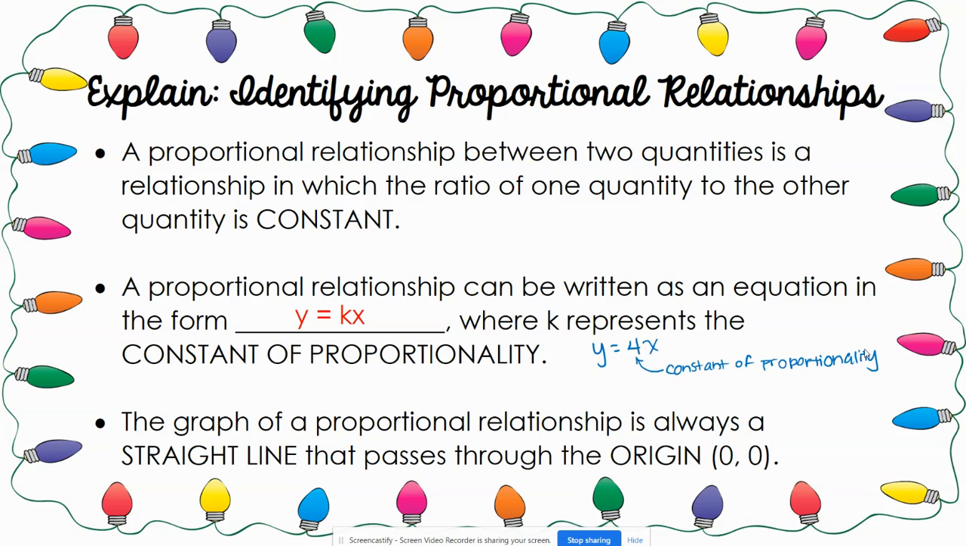The graph of a proportional relationship is always a straight line that passes through the origin, which is where your graph is at 0, 0. So if it's a proportional relationship, it has to be a straight line and it has to pass through the origin. So it has to do both of those things.